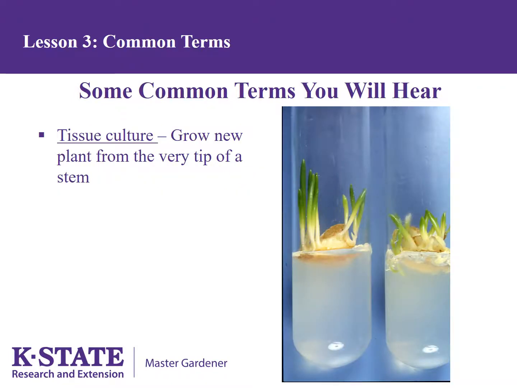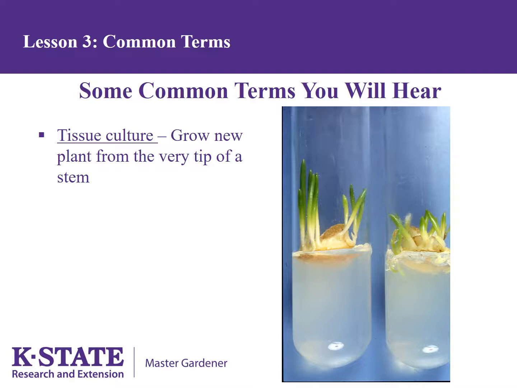Another term that actually is not so common is tissue culture. It is a procedure where we grow new plants from the very tip of a stem. What you see in the photo is a plant growing in a test tube. The material in the bottom is agar, a jello-like material that has all the nutrients needed to support plant growth. You can see a number of new plants have started from the original plant material.